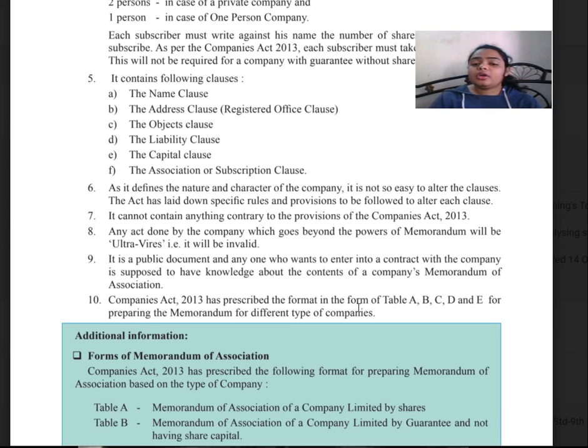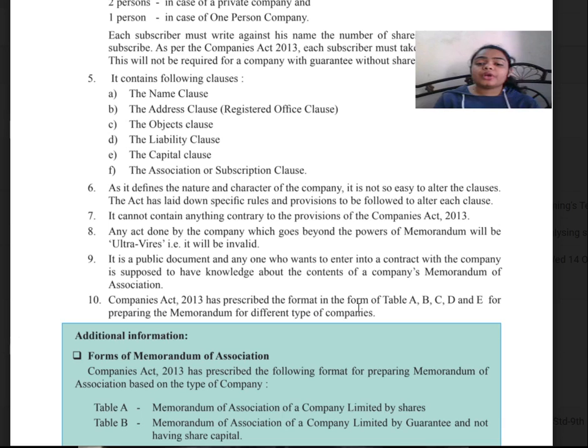So, it cannot contain anything contrary. That is, whatever is mentioned in the Companies Act, only that can be mentioned in the Memorandum of Association. Anything which is mentioned beyond the powers of the memorandum will be considered as invalid, that is, ultra vires. It is a public document, and anyone who wants to enter into a contract with the company is supposed to have knowledge of the contents of a company's memorandum of association.